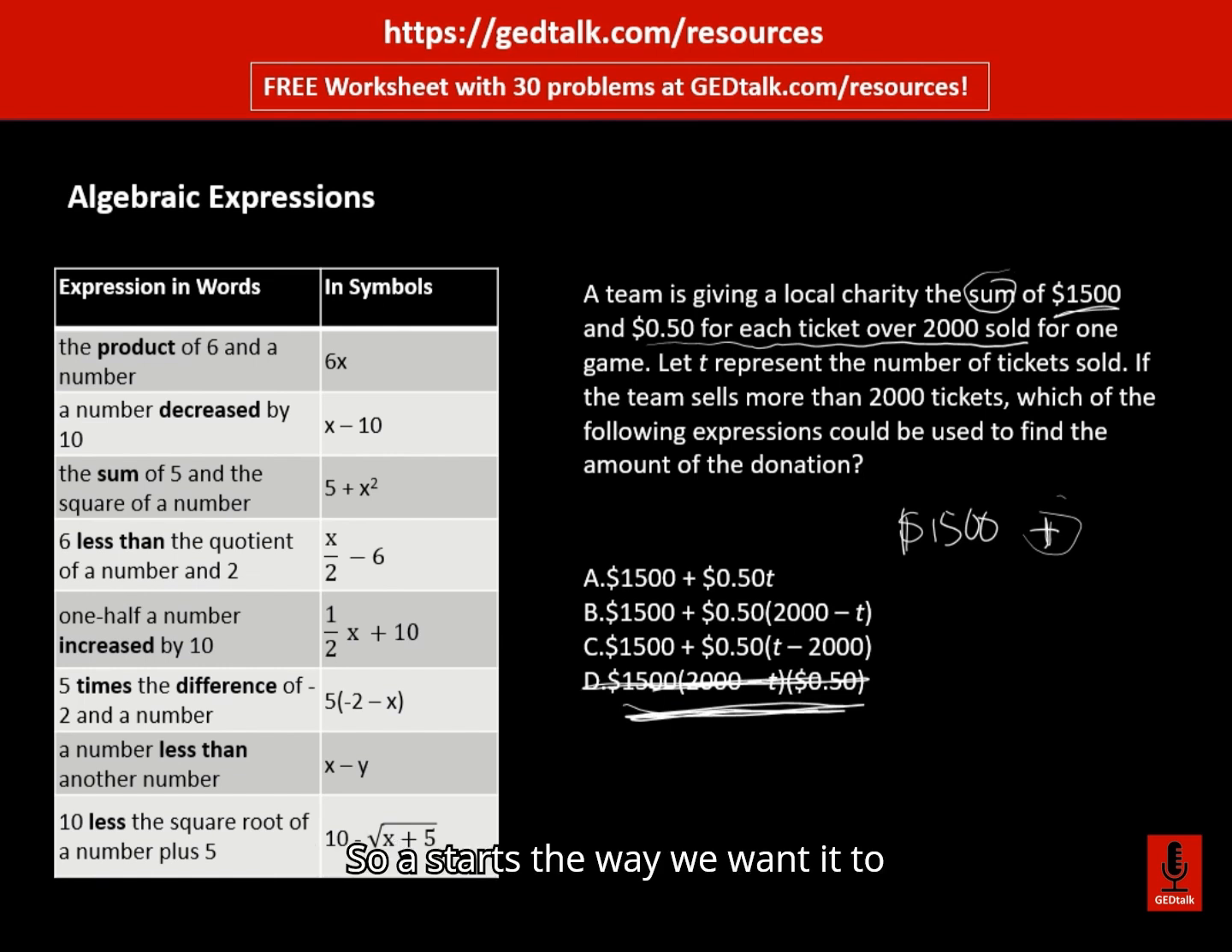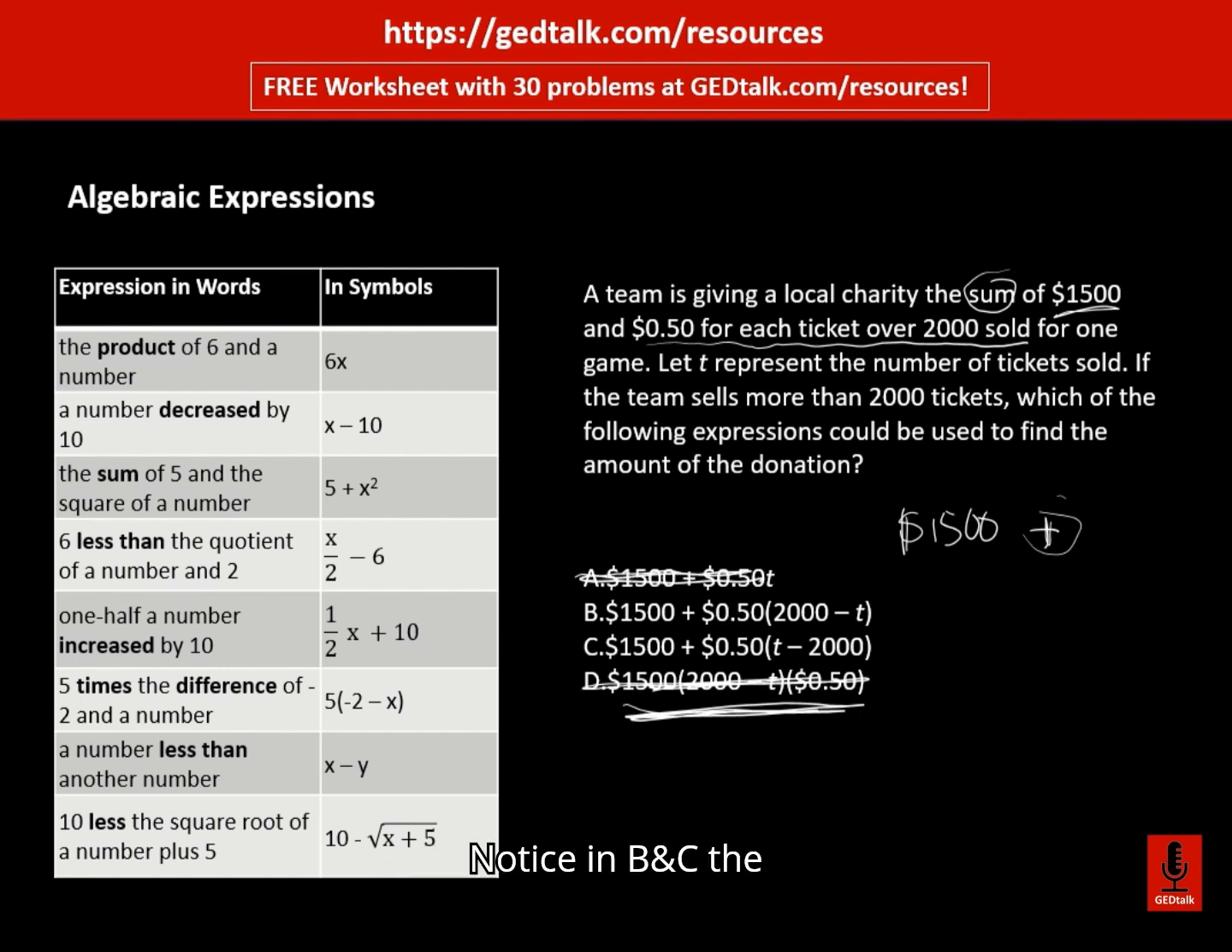The other one I want you to look at is A. So A starts the way we want it to, 1,500 plus, but then it's saying 50 cents per all the tickets sold because T represents the number of tickets sold. But we go up to that first line and we know that the 50 cents is for each ticket over 2,000 sold. So it's not 50 cents for every ticket sold. We're going to get rid of A as well.